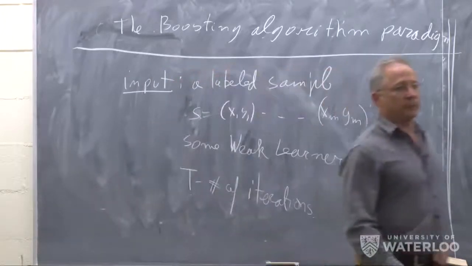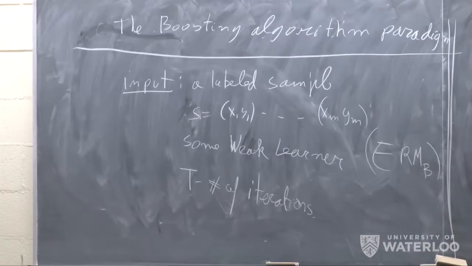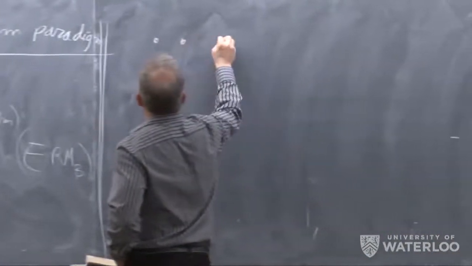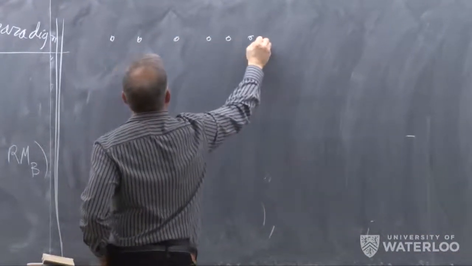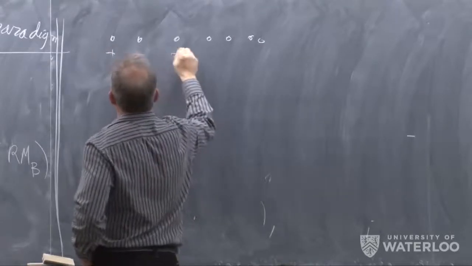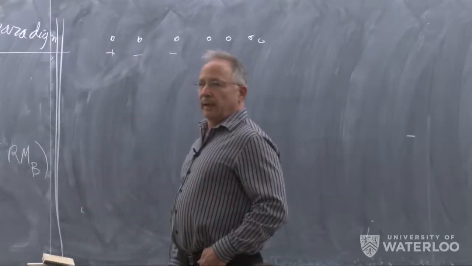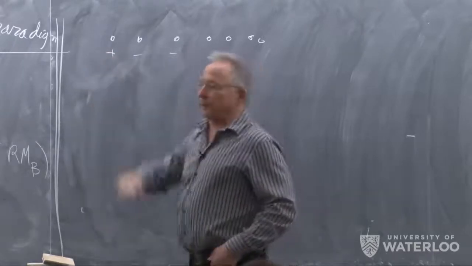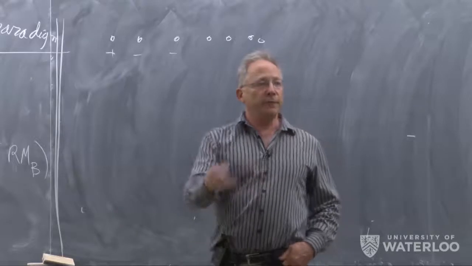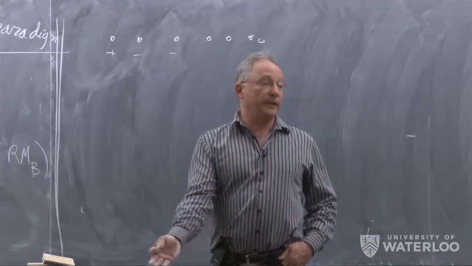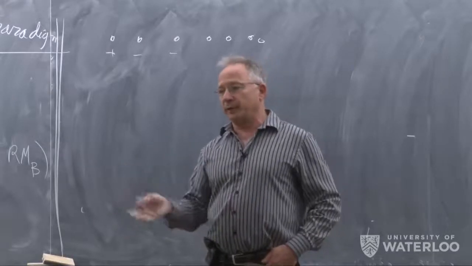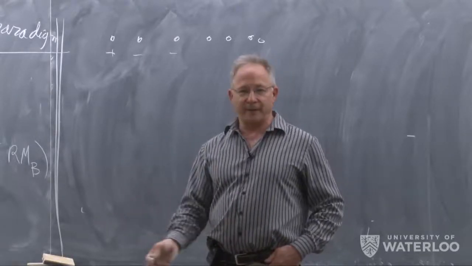Now, how does the algorithm proceed? The idea of the algorithm is as follows. We look at the sample. Say these are my sample points, and they're labeled +1, -1, and so on. At every iteration, I will feed the sample to the weak learner and ask it to give me the best hypothesis the weak learner can find. Now, if I feed the same sample over and over to the weak learner, I'll get the same answer over and over again. I'm not getting any progress.